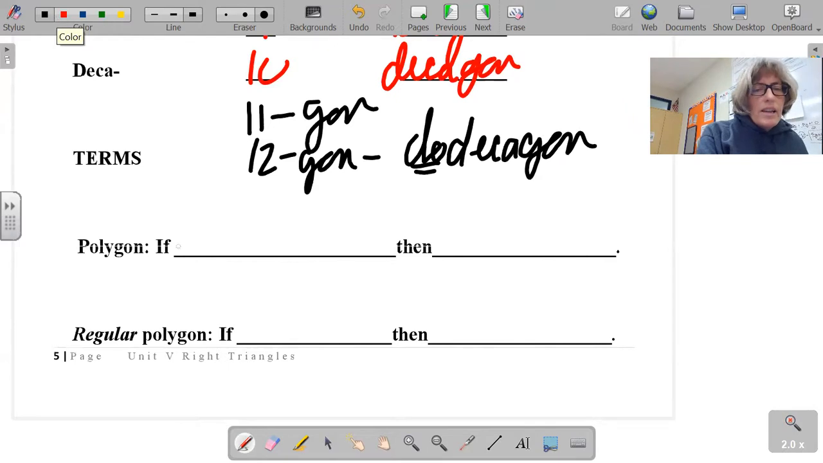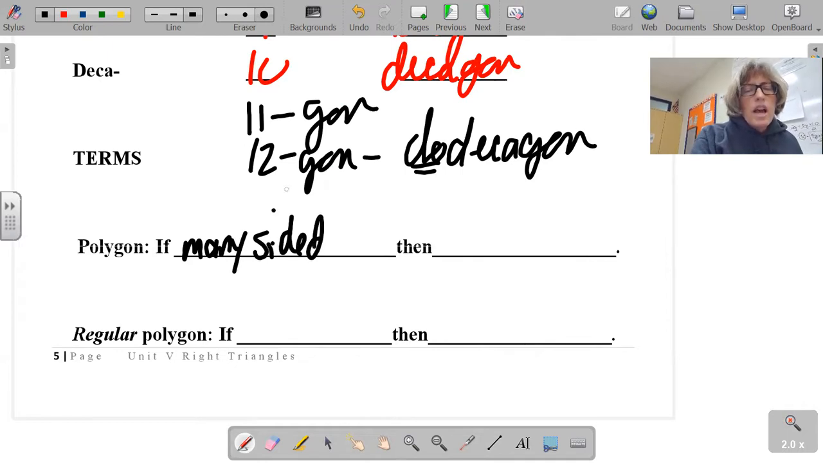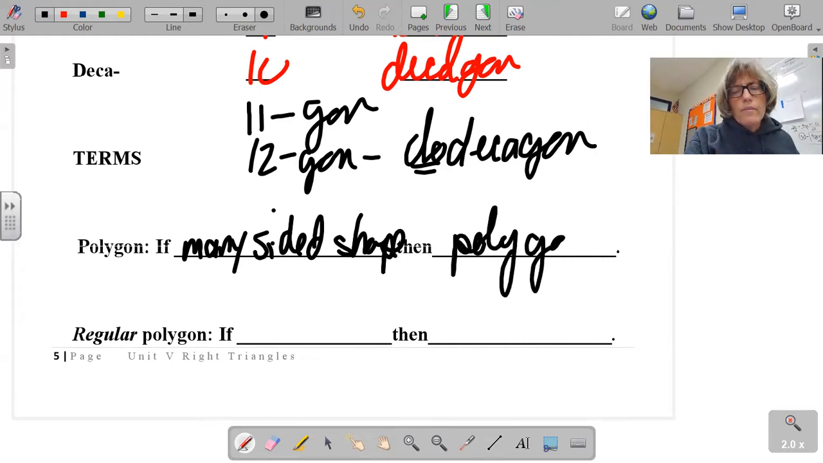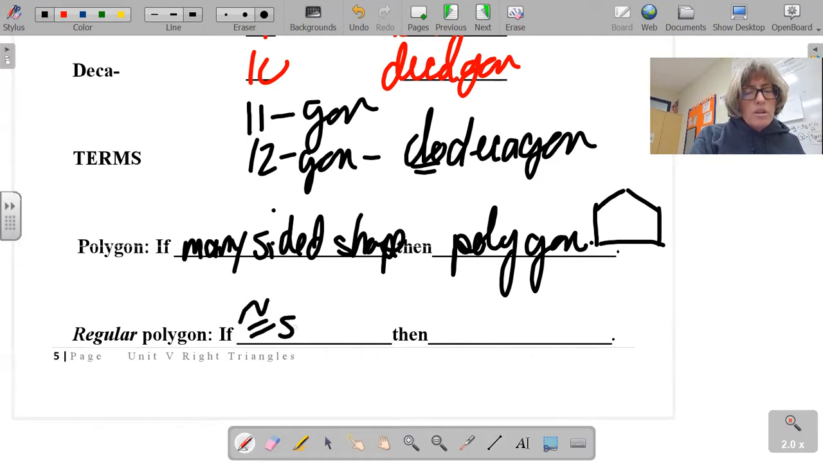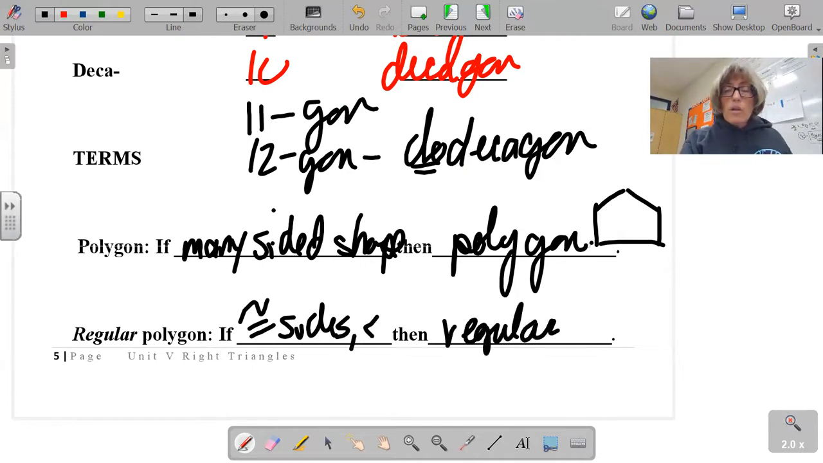Definition of a polygon is if you have a many-sided shape, you have a polygon. The word regular means equal. So this would be a pentagon. If it's regular, we have congruent sides, angles, then it is regular. So a regular pentagon would look something more like this, where all the sides and all the angles were equal. That would be defined regular.